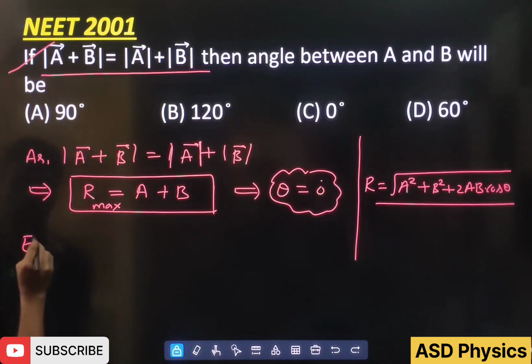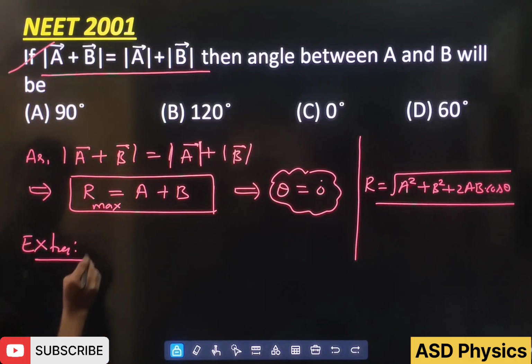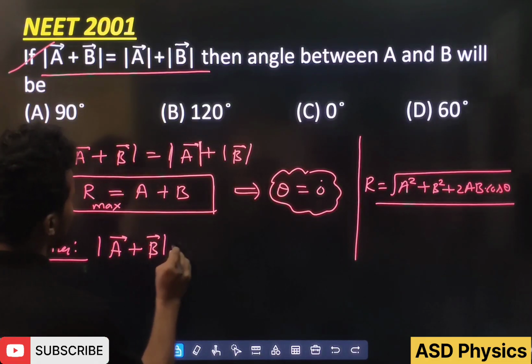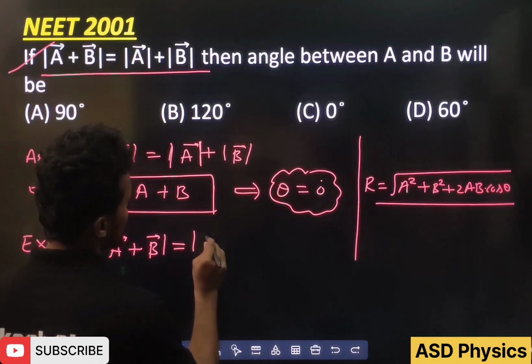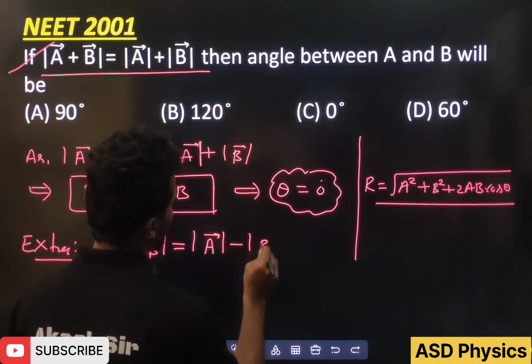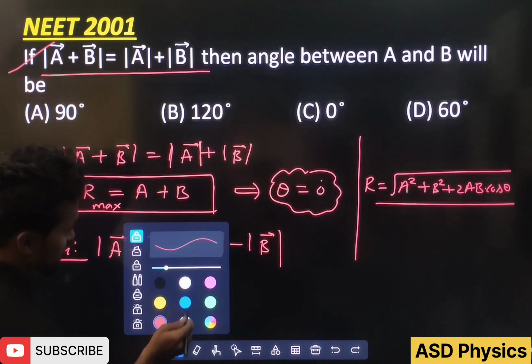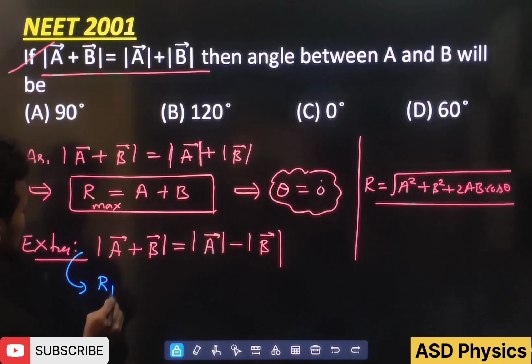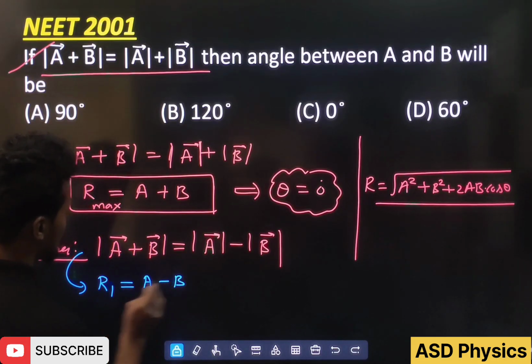Even if I tell you something extra, let's take like this. If they told, for example, mod A plus B is equal to mod A minus mod B. If in case they told this, then can you guess what can be the answer here? Again I am writing here. Let's take for example now the resultant is R1. Magnitude is equal to A minus B. Okay.